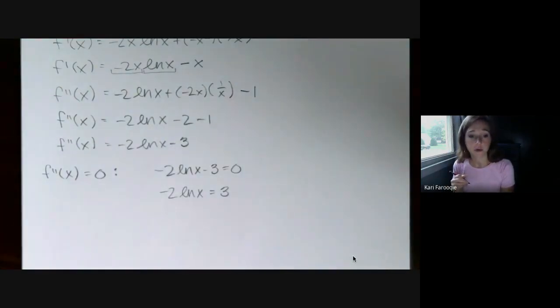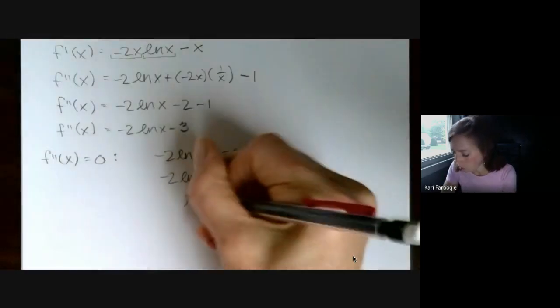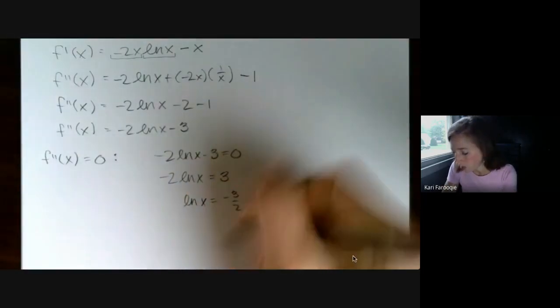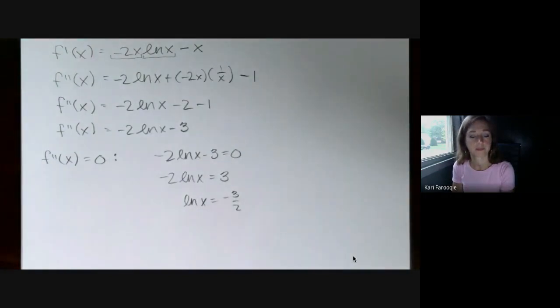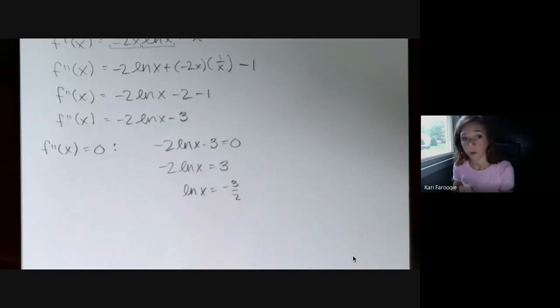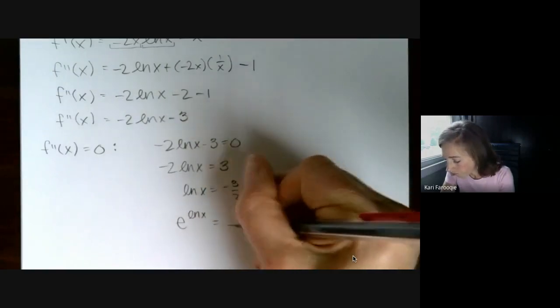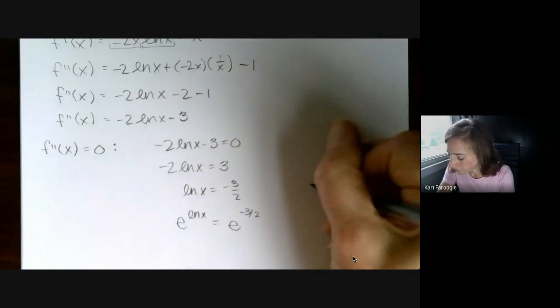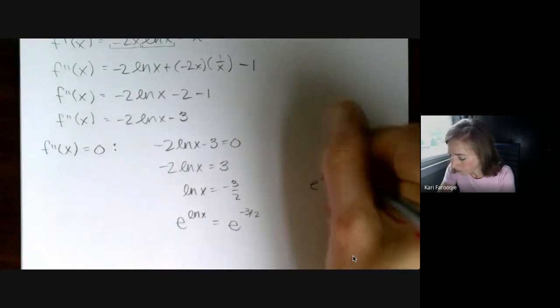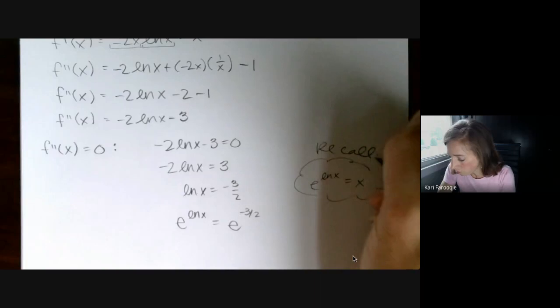So add 3 on both sides and divide by -2 because you want to isolate the natural log of x. Now remember, when you're trying to solve a log equation, specifically a natural log equation, you want to raise both sides such that the base is e. Because I know that e to the natural log of x is x. So that's like a recall situation.